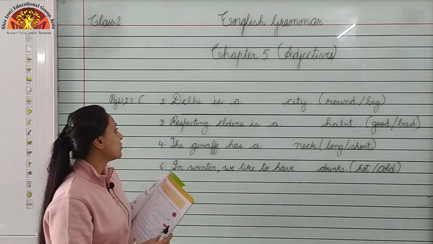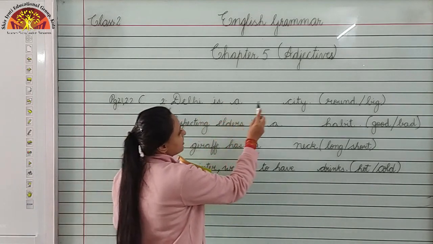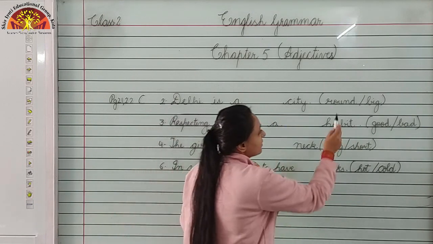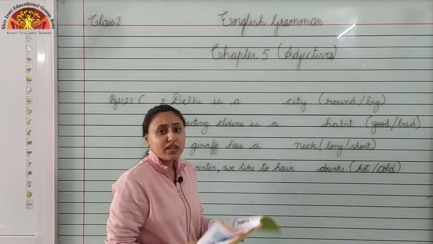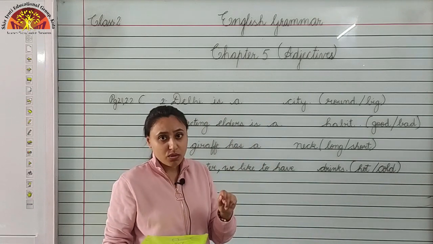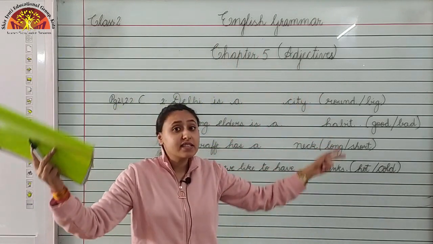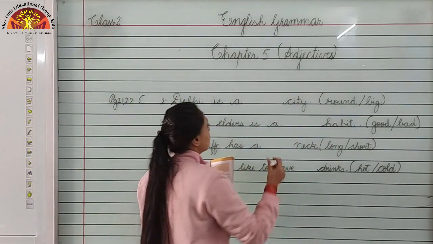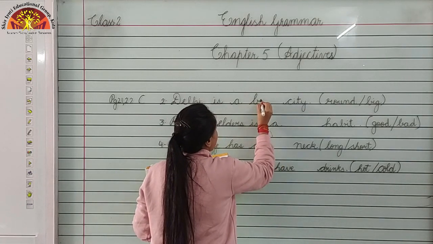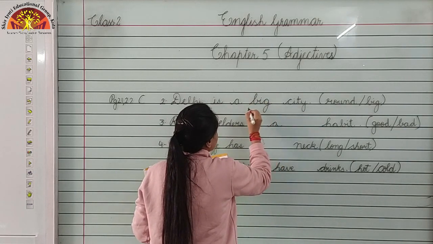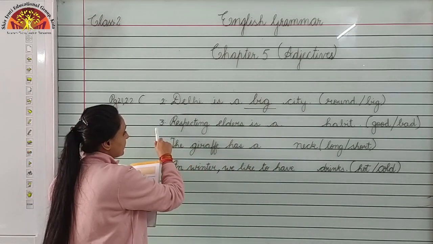Now look at number 2. Delhi is a dash city. So options are round and big. So Delhi can be round? No. So Delhi is a big city. Okay. So correct answer is BIG, big.